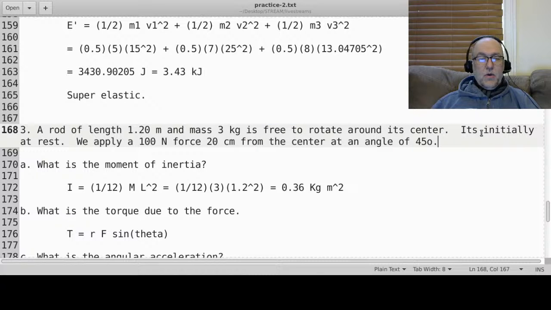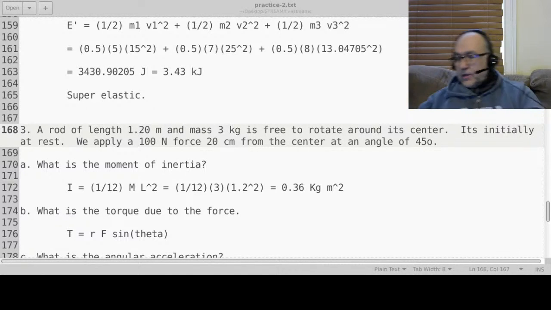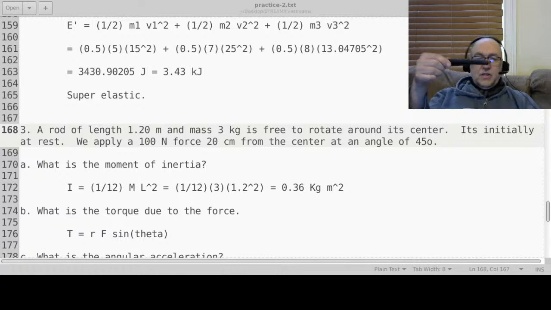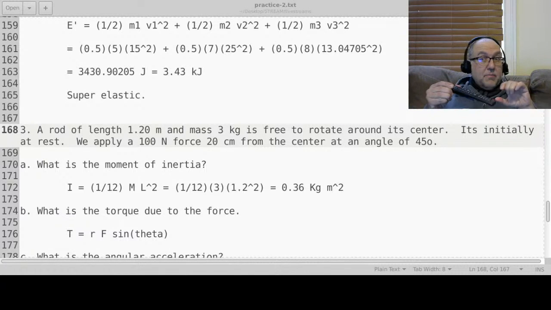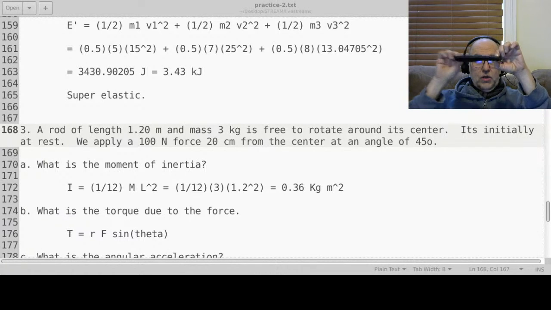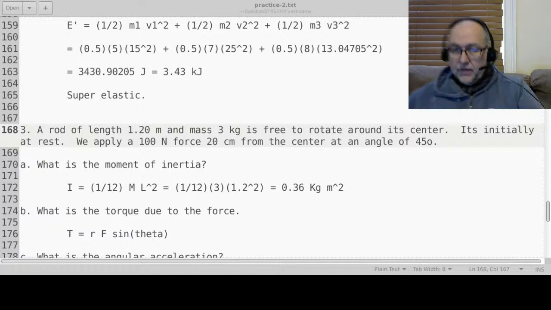So I hope you can picture that. I don't have a picture, but just a rod, and this rod is free to rotate around the center. The other possibility with a rod, if you go back to the recorded lectures, is rotating around one of the endpoints, like that. That's not my situation here. I said free to rotate around its center. So it's rotating like that around the center.